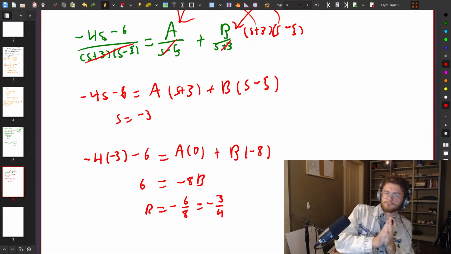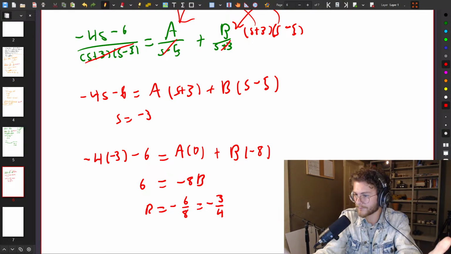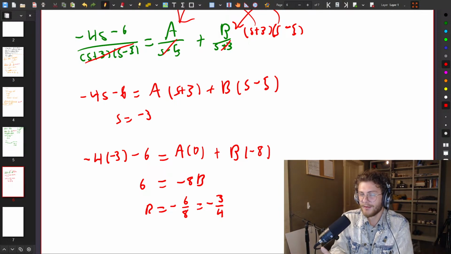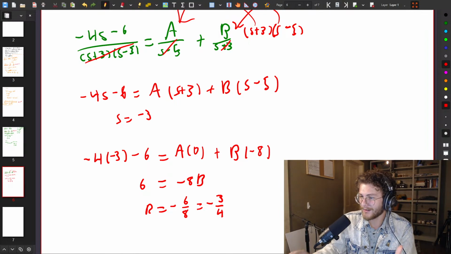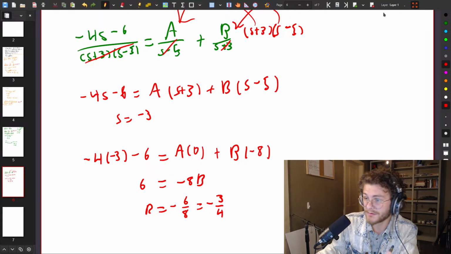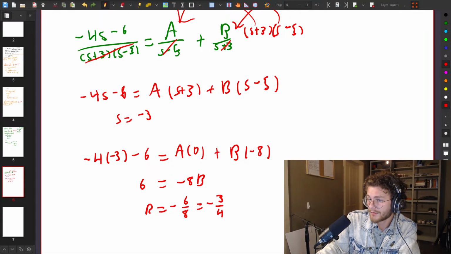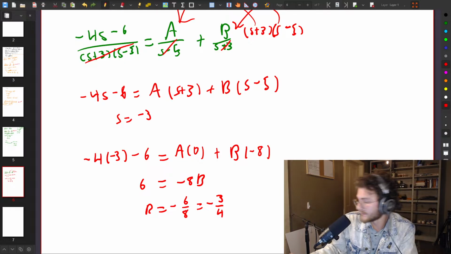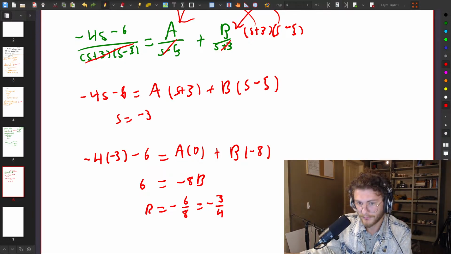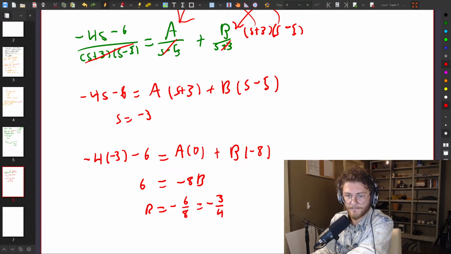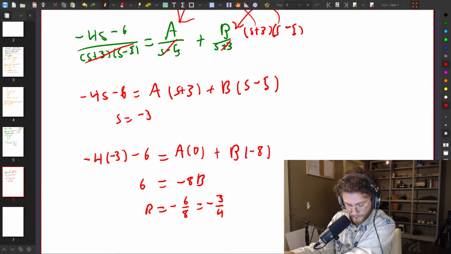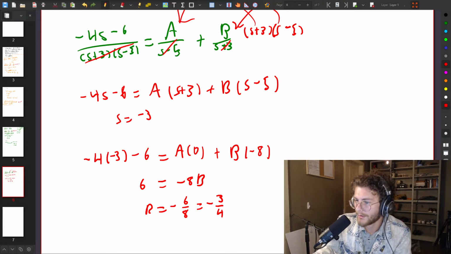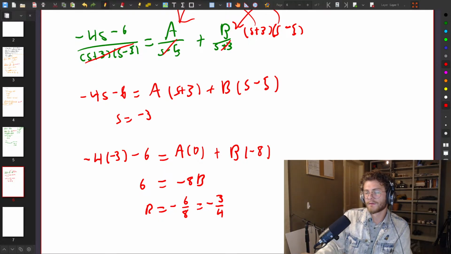Beautiful. That's wonderful. Look at that number. That's better. All right. Now we can test this thing out and be correct, more than likely. So B is negative 3/4. All right, so submitting the answer to that one.